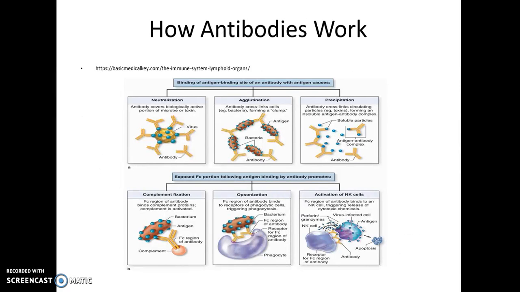So here's how antibodies work. They bind to the virus: neutralization. Agglutination: they bind, and then the macrophage eats it. Or precipitation: a whole bunch bind to it, they form this chain, then the macrophage eats it.